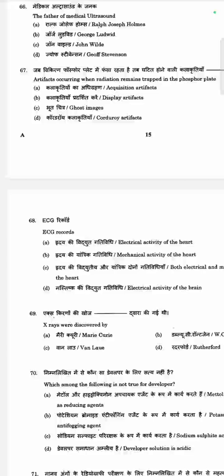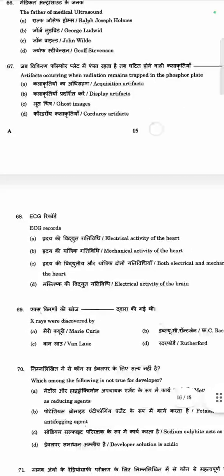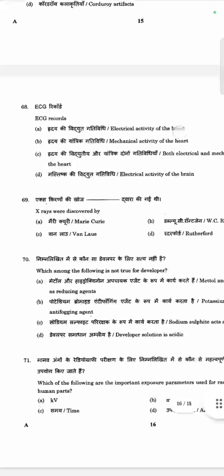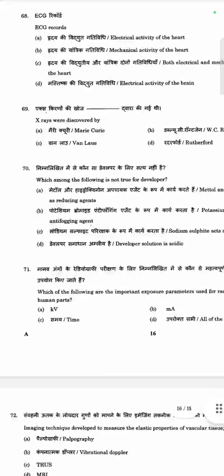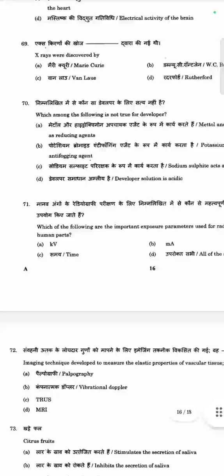Artifact occurring when radiation remains trapped in the phosphor plate. So it is a ghost image. C. ECG records the electrical activity of the heart. X-ray was discovered by Roentgen.